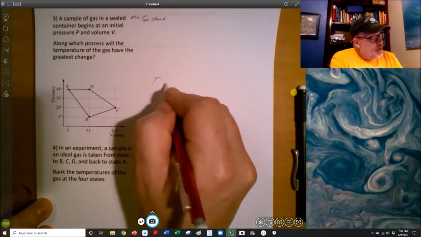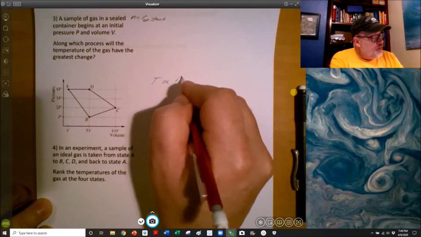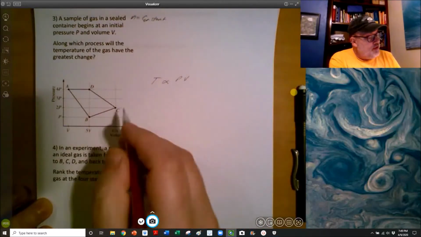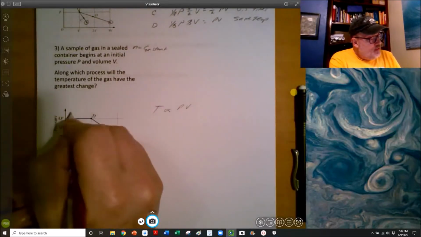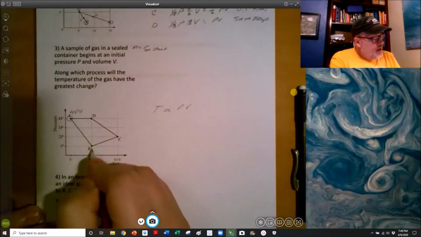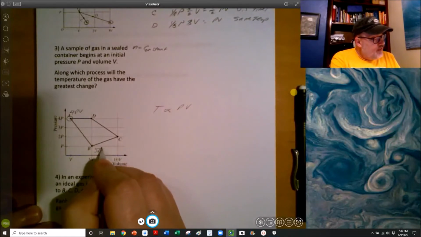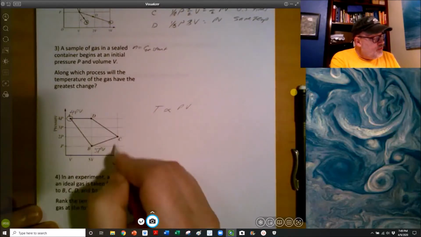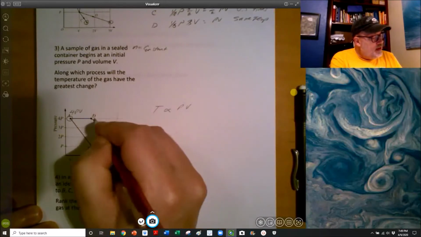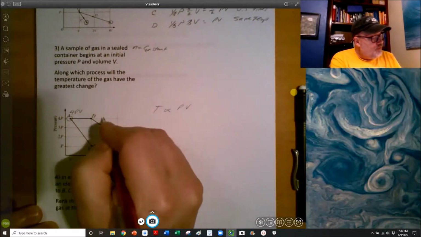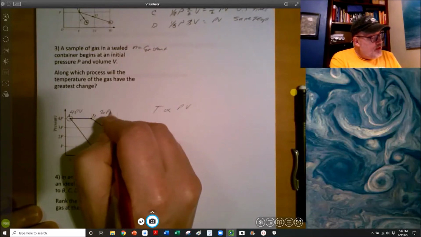So temperature, again, is proportional to P times V. So let's look at the PV values. The PV value right here is going to be 4 PV. At B, it's going to be 5 PV. At C, it's going to be 2 times 10, so that's 20 PV. And at D, it's going to be 5 times 4, so we got 20 PV again.